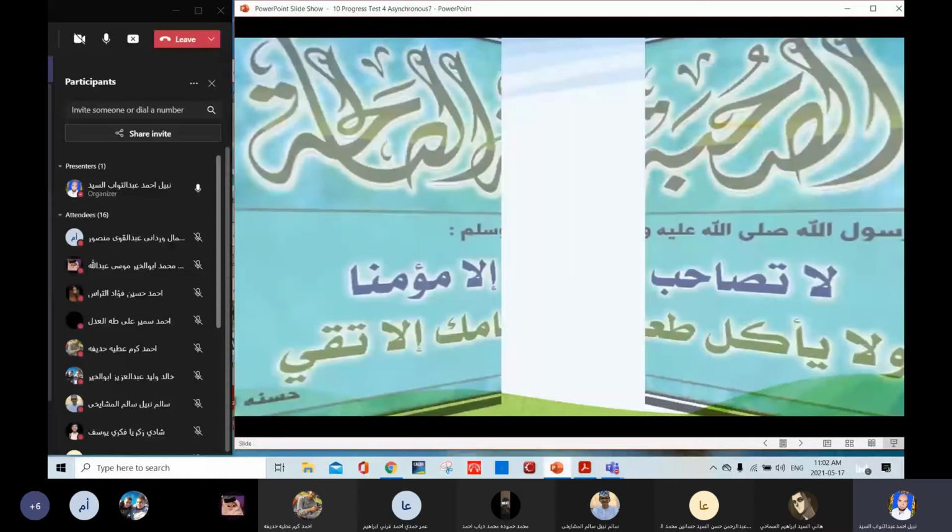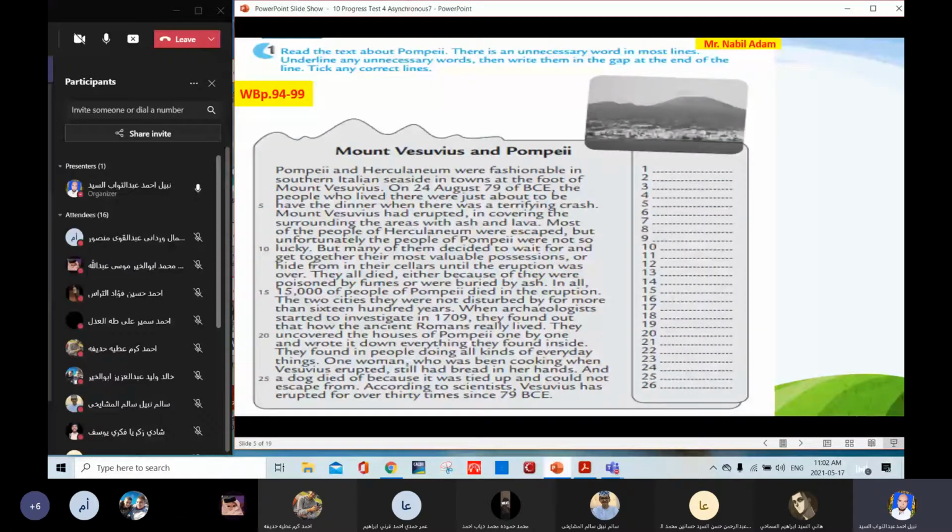Okay. On workbook, page number 94, you are going to read a text about Bombay. What's Bombay? Bombay is an old city in Italy. You are going to read this passage about a famous mount in Italy. It's called Vesuv. Vesuv is a very famous mount which has a volcano.